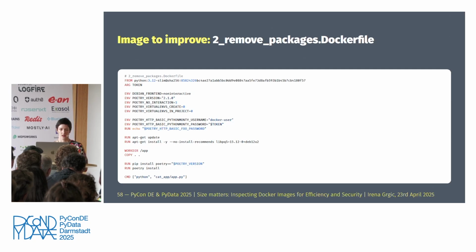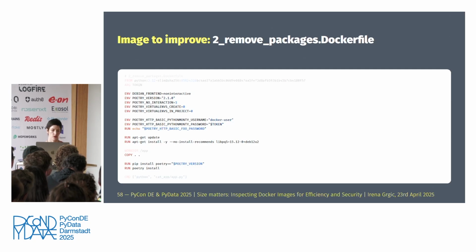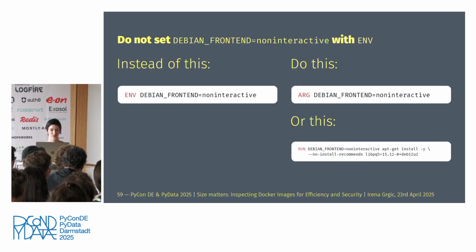So let's look into the blocks that we will change. So pretty much everything. First things first, this is not really related to layering, but just a general good practice: do not set DEBIAN_FRONTEND noninteractive in the environment. What DEBIAN_FRONTEND noninteractive does is change the behavior of the install and update instructions of, for example, apt-get, so that there's no interaction needed.